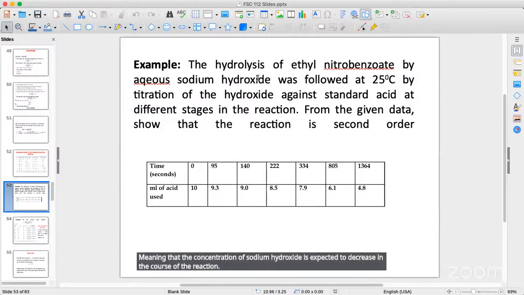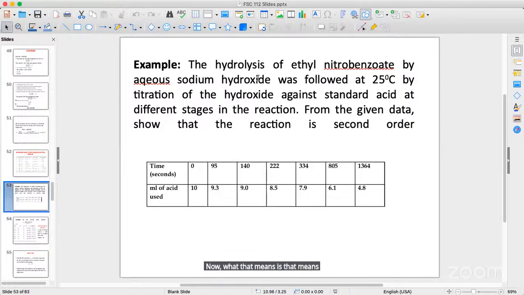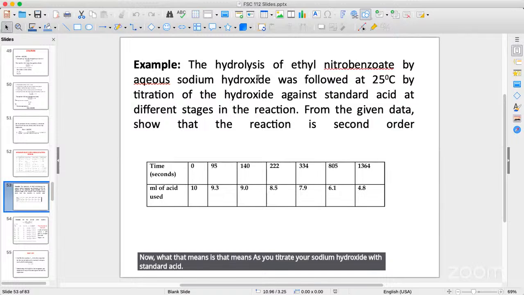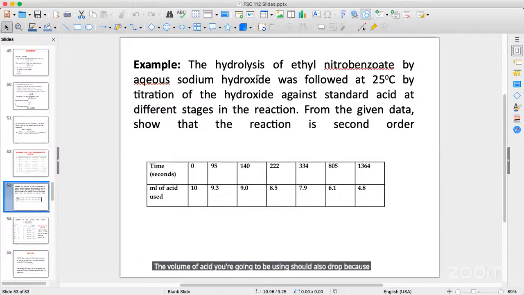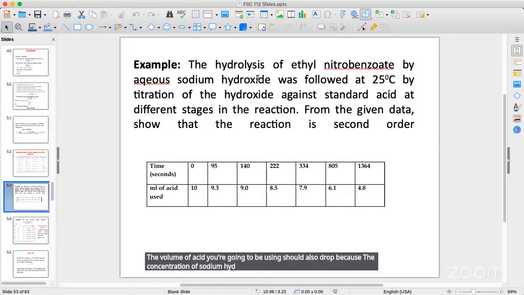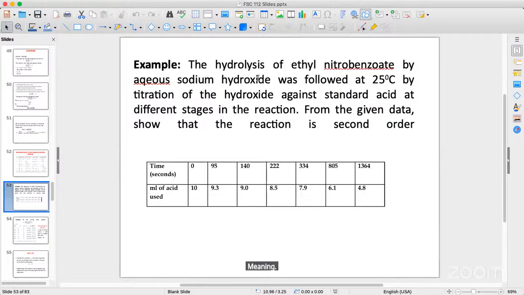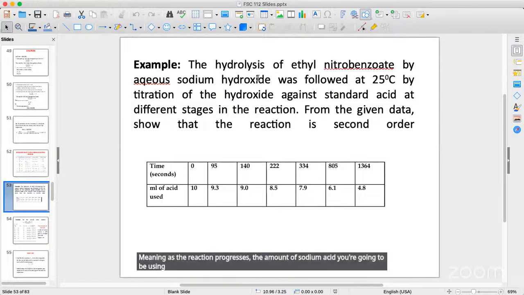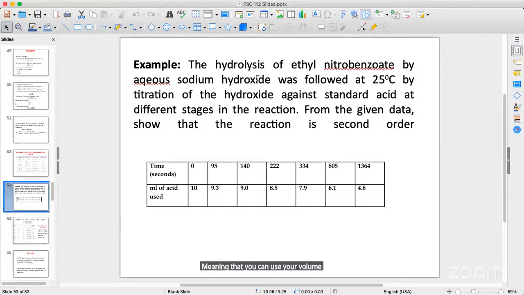Now, what that means is that as you titrate your sodium hydroxide with standard acid, the volume of acid you're going to be using should also drop, because the concentration of sodium hydroxide is falling in the course of the reaction. The fall in the volume of acid is also proportional to the fall in concentration, meaning that you can use your volume in place of concentration because it's directly proportional to it.